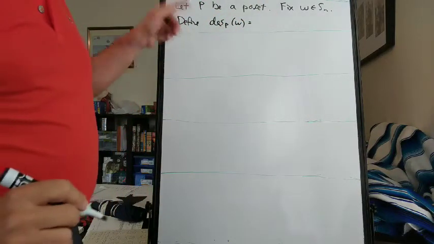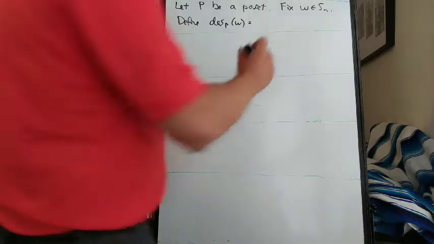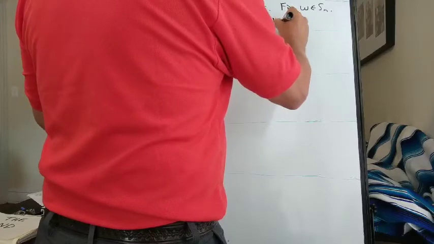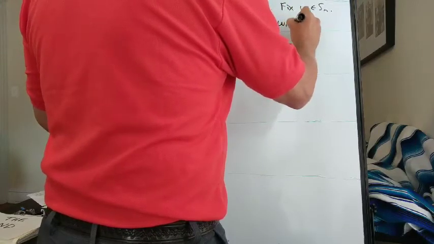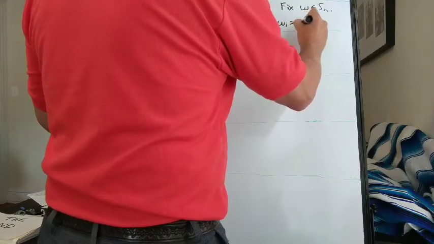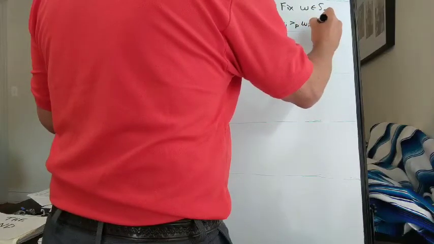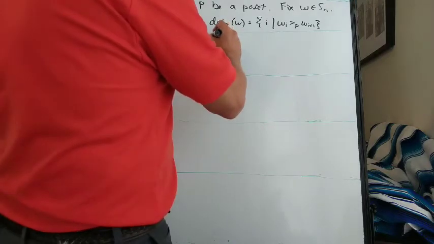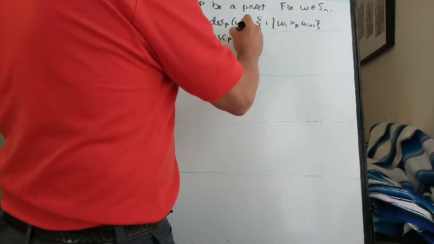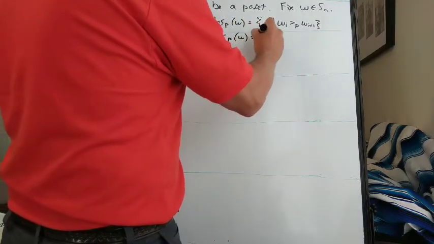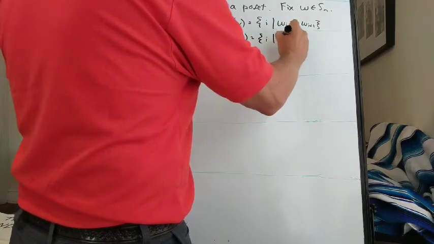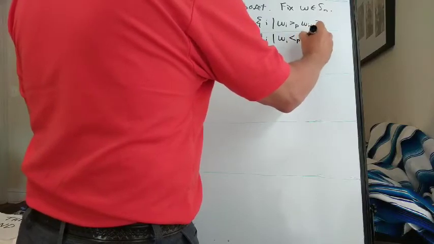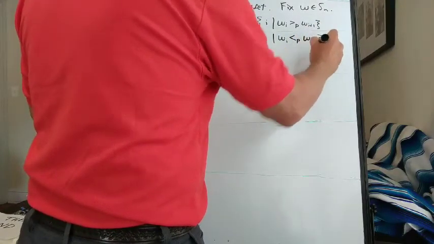We'll define the P descents of W to be the positions i where W_i is greater than W_{i+1} in the poset P. And then the P ascents of W will be positions i such that W_i is less than W_{i+1} in the poset P.